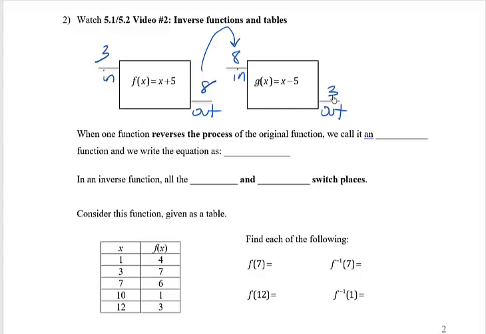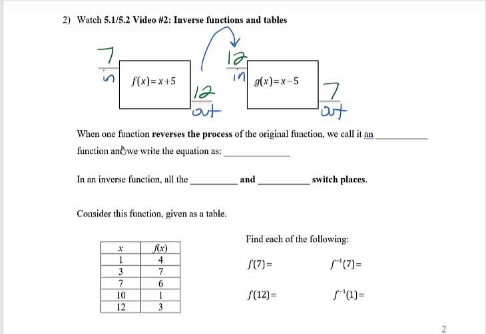Let's run through that again. Let's try a new number. How about 7? You can try something else if you want to. If I stick it in here, 7 plus 5 is 12. And then if I take the 12 and stick it into the second guy, 12 minus 5 is 7. The same thing happened. I keep ending up with the same number I started with.